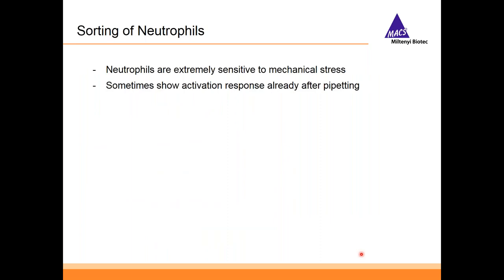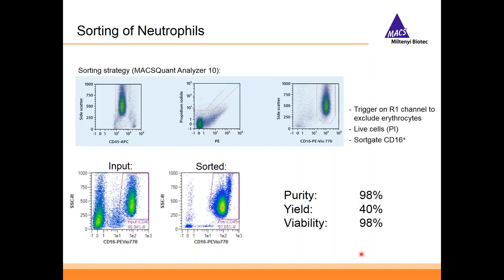Another application I would like to discuss is the sorting of neutrophils. Neutrophils, as all of you know who are working with them, are extremely sensitive to mechanical stress. So even if you pipette them too strongly or use the wrong material, they might be activated already. And that is, of course, sometimes quite difficult, especially if you want to sort these cells to high purities. And we were interested in whether this is also true for the microvalve-mediated cell sorting on the MACSQuant Tyto.